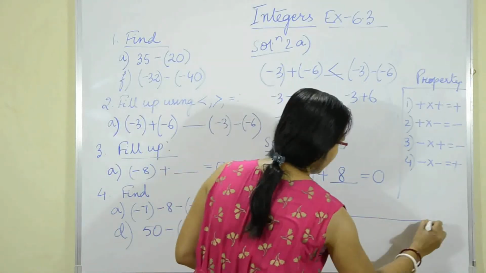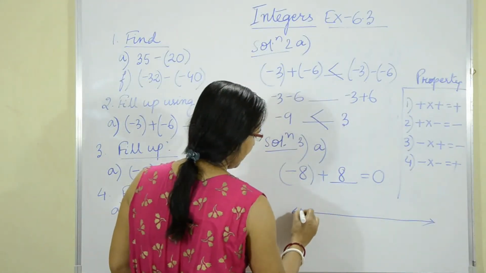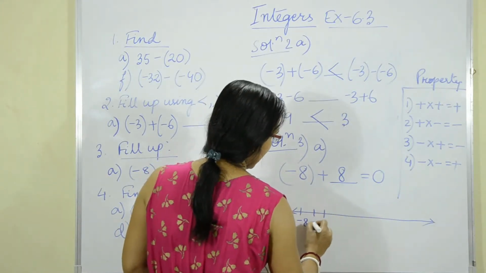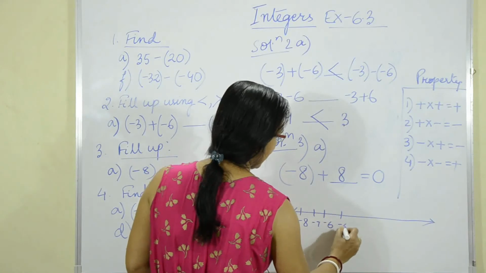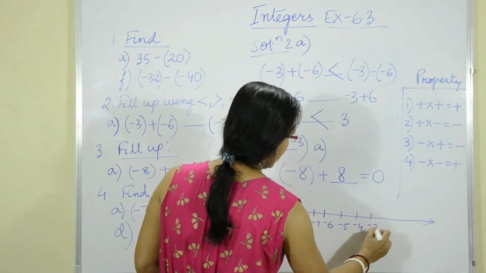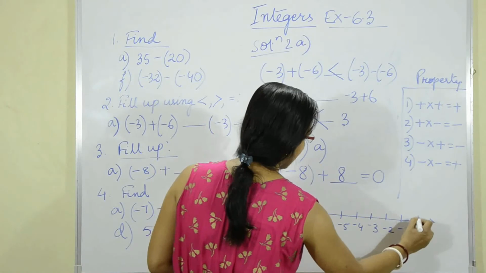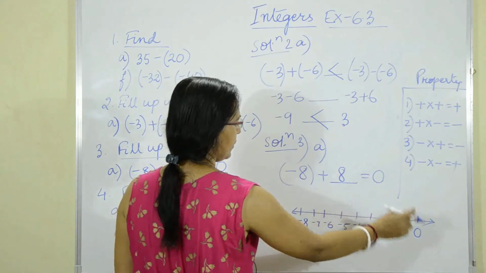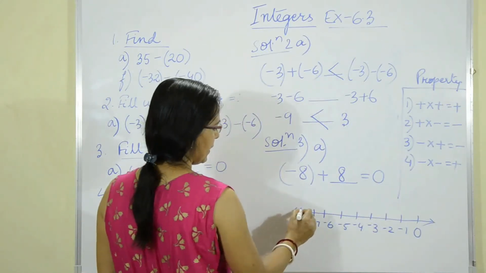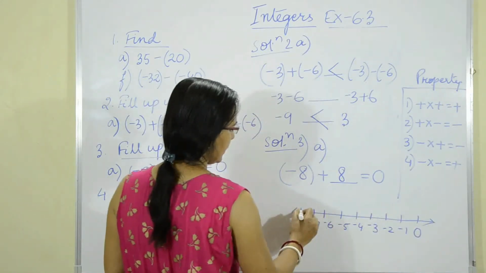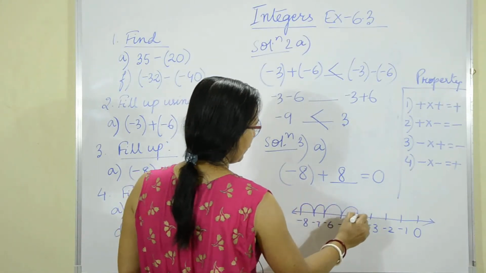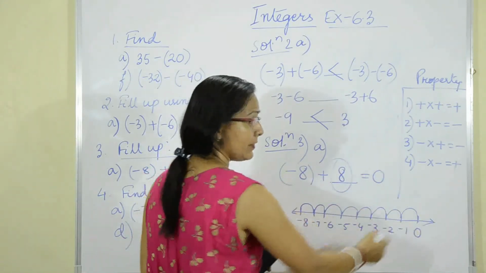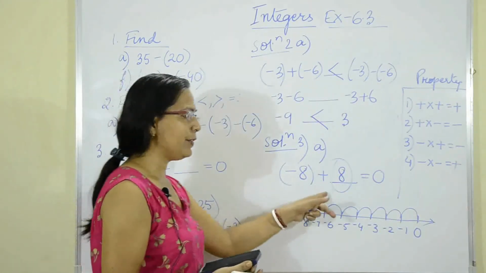In case you are not clear, I am showing you again. I am in minus 8. I want the answer as minus 7, minus 6, minus 5, minus 4, minus 3, minus 2, minus 1 and 0. I will have to add something to reach 0. Where is 0? 0 is towards the right hand side. From minus 8, how much should I add? 1, 2, 3, 4, 5, 6, 7, 8. So I will have to add 8 to get 0. That is how we do it.